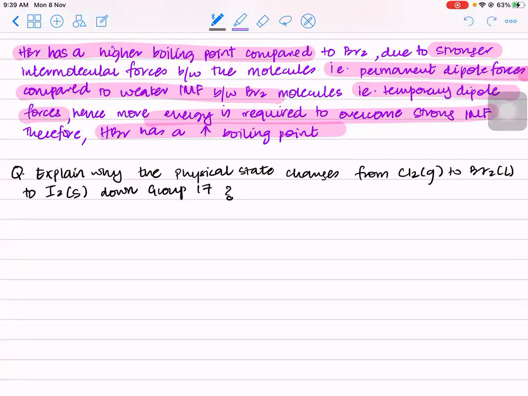Now let's see the forces between chlorine, bromine, and iodine. So chlorine with another chlorine. Is chlorine non-polar? Yes. So which type of forces will it have? Temporary dipole. Is bromine non-polar? Yes. So which type of forces will this have? Again, temporary dipole. Is iodine non-polar? Yes. So which type of forces will this have? Temporary dipole. Now you'll be like, Miss, they have the same type of force. They're all temporary dipole induced dipole forces. So how can we say iodine is stronger?